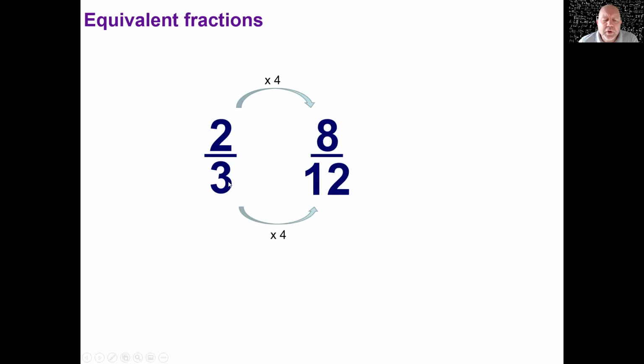So if you cut up your pizza into 3 equal pieces and then had 2 of them, you would have exactly the same amount as if you'd cut your pizza into 12 equal pieces and eaten 8 of them. It's the same amount of pizza, okay?